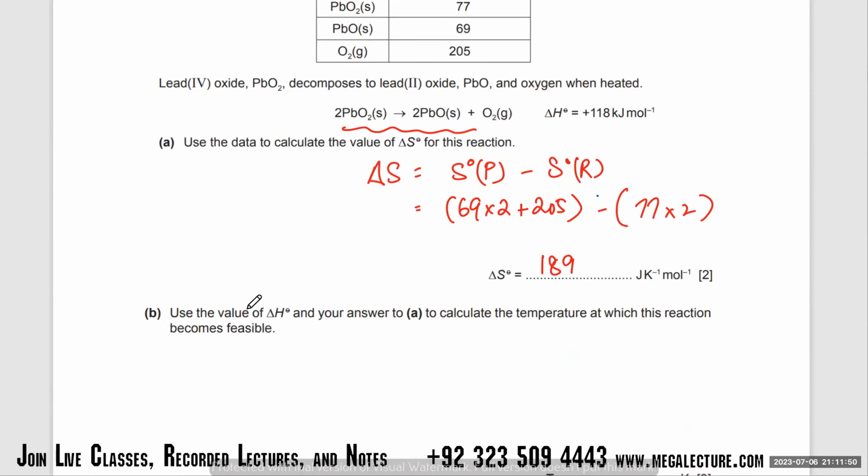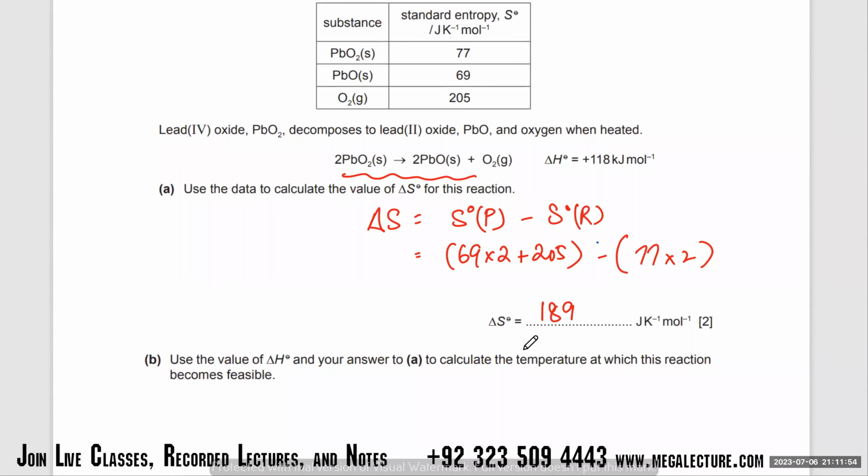And then he's asking, calculate the value of delta H. Use the value of delta H. Find the temperature at which this reaction becomes spontaneous. So delta G has to be less than 0. So that means delta H minus T delta S must be less than 0. Delta H is given, that's 118 kilojoules. So I'm going to convert that into joules. I want to keep the unit consistent.